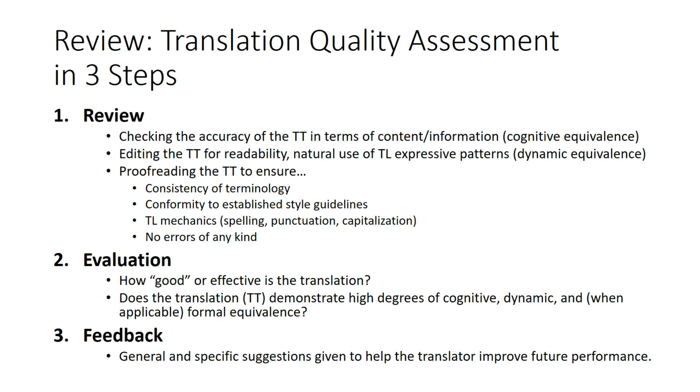Okay, so now that we know what an effective translation is, what happens during the quality assessment step or phase? I like to break it down into 3 steps. The first one is, and these are things that happen after the translation is completed, right? The first thing that happens is a review. During the review step, we're checking the accuracy of the target text in terms of its content and information. Does it say the same thing as the source text? We're editing the target text for readability, natural use of target language expressive patterns, that sort of thing.